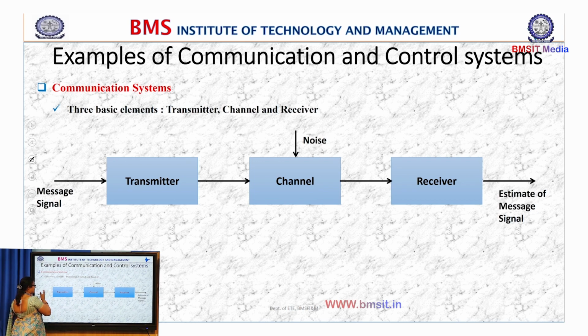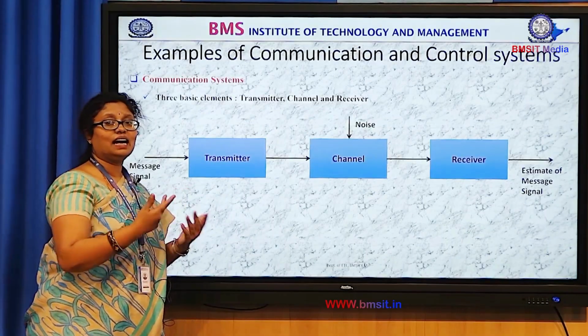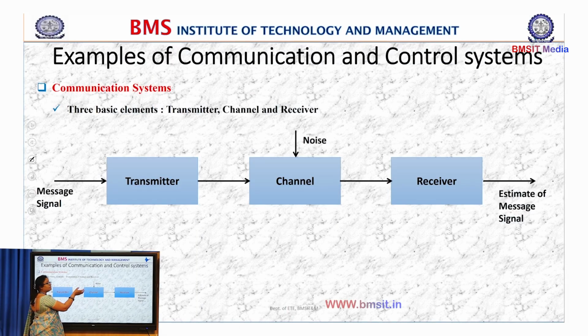So the message signal is converted to an analog signal and it is modulated, and the modulated signal is transmitted through the channel. In the channel, due to the interference of noise and other parameters, the signal can be distorted, and at the receiver end the signal has to be regenerated, then demodulated, then converted back to the analog signal. So we'll be getting an estimate of the message signal there.